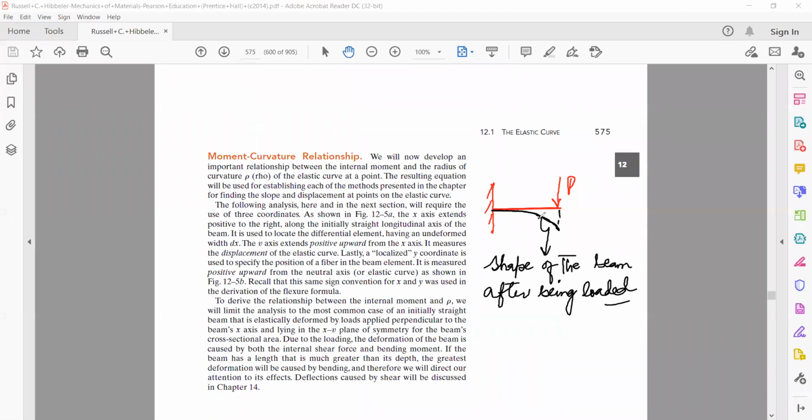Now, as far as this curve is concerned, if we treat this to be our x-axis and we treat this to be our y-axis, then we can say that this is a curve in an xy plane, and this curve will have some equation. We have to derive this equation of the curve.